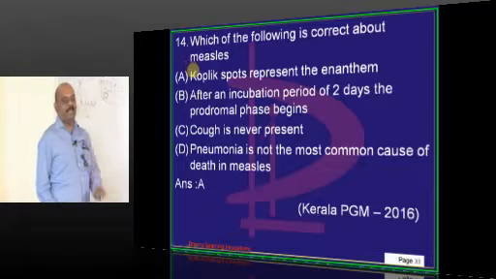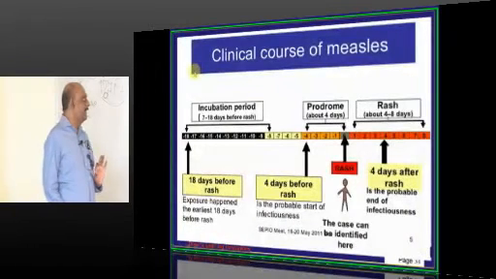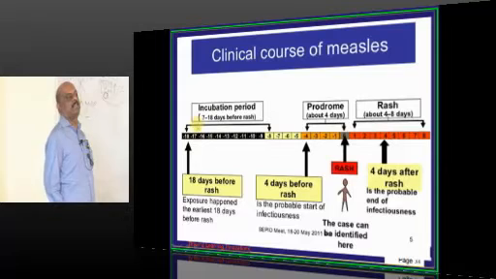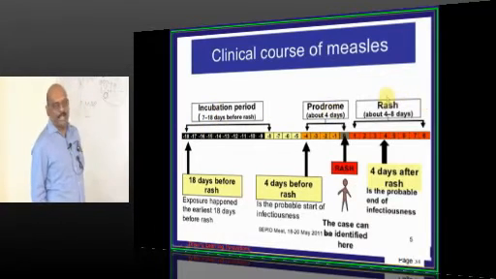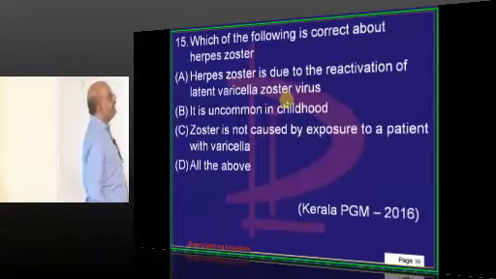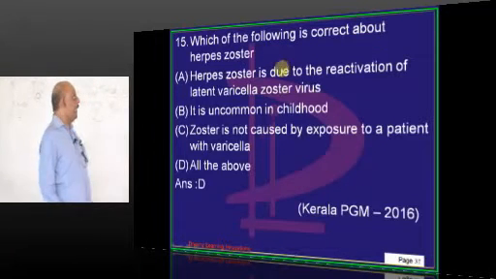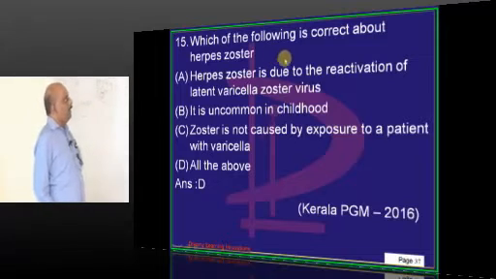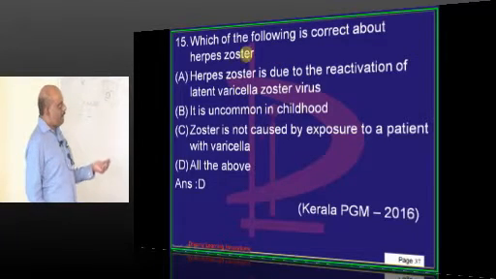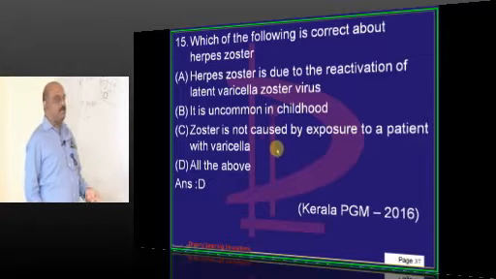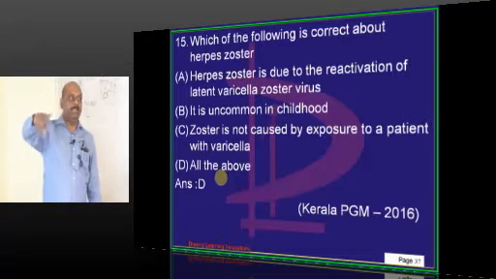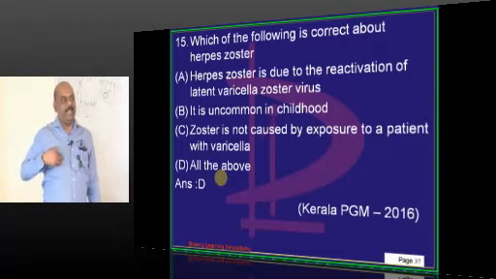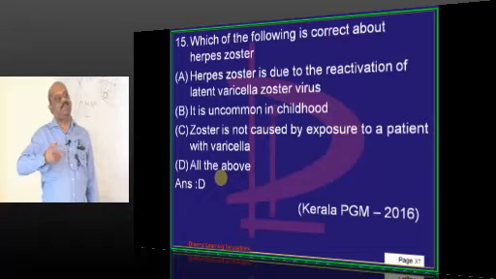Then measles, you must know the incubation period at least for measles. So the incubation period is 7 to 18 days before the rash, and a prodrome of about 4 days, and the rash lasts for 4 to 8 days. That is the typical timetable of measles. Herpes zoster is uncommon in a child. When people become immunocompromised, they get it if they had chickenpox in childhood, and zoster is not caused by exposure to a patient of varicella. It is not herpes coming from an external source. It is the herpes internally which got reactivated that leads to zoster.